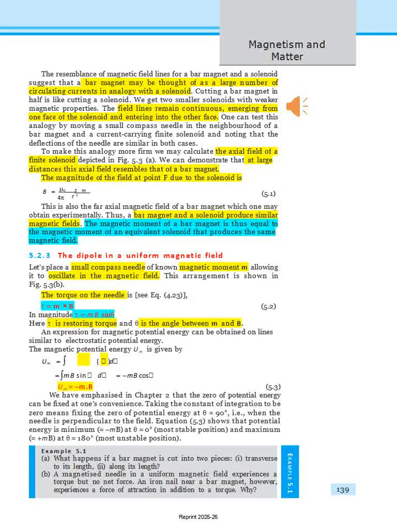An expression for magnetic potential energy can be obtained on lines similar to electrostatic potential energy. The magnetic potential energy is given by equation 5.3. We have emphasized in chapter 2 that the zero of potential energy can be fixed at one's convenience. Taking the constant of integration to be zero means fixing the zero of potential energy at θ equals 90 degrees, that is, when the needle is perpendicular to the field. Equation 5.3 shows that potential energy is minimum, equal to minus mB, at θ equals 0 degrees, the most stable position, and maximum, equal to plus mB, at θ equals 180 degrees, the most unstable position.